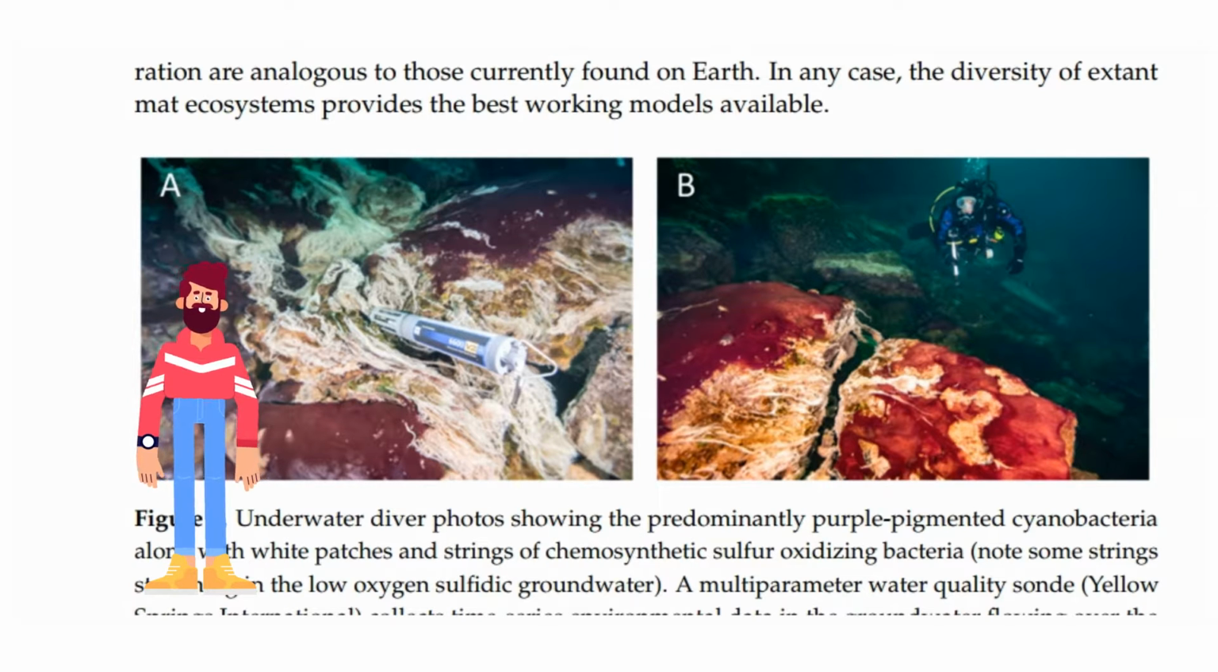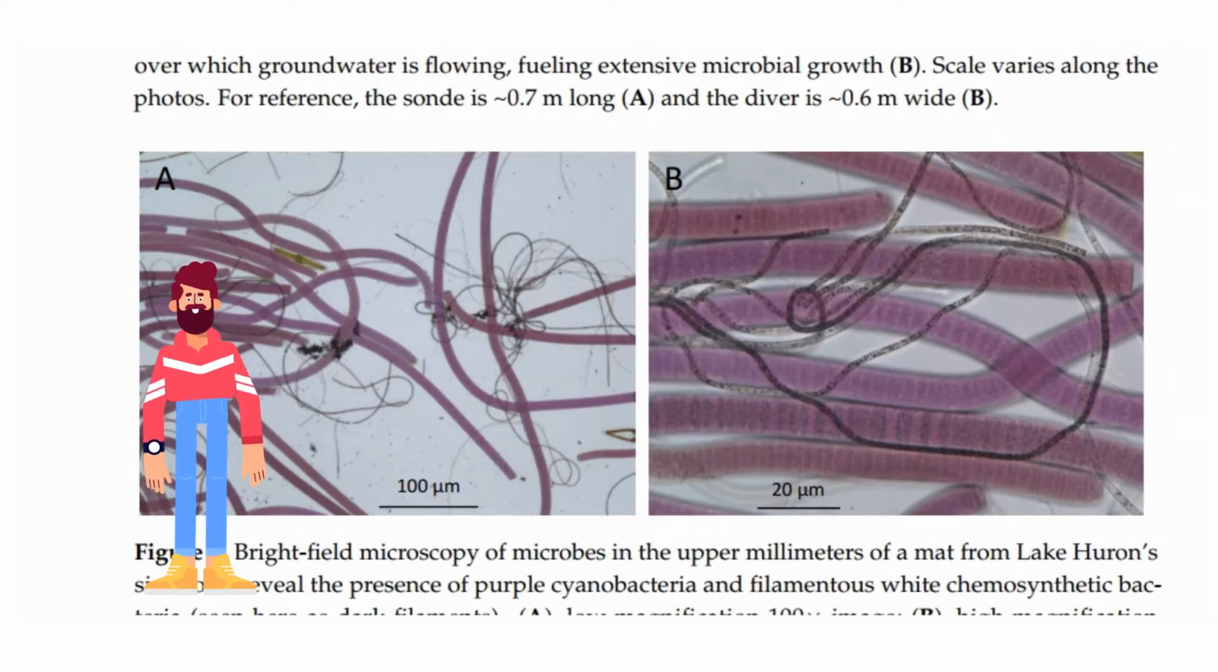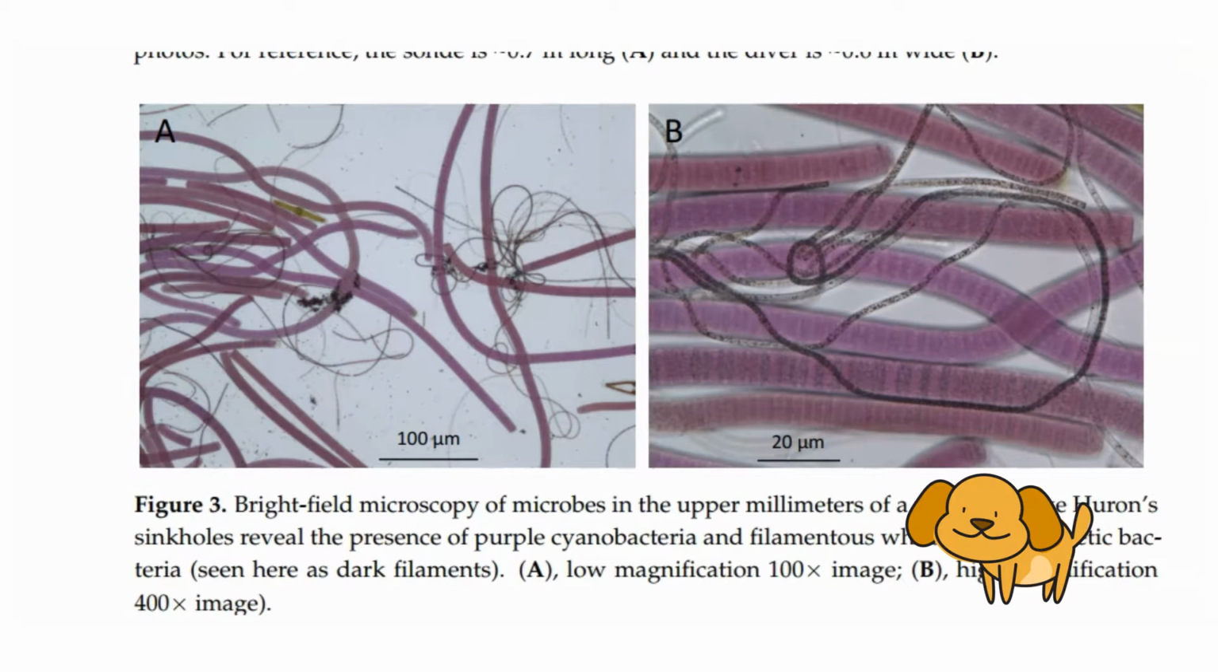In Lake Huron, bright field microscopy of microbes in the upper millimeters of a mat from Lake Huron's sinkholes revealed the presence of purple cyanobacteria and filamentous white chemosynthetic bacteria. That is very valuable information.